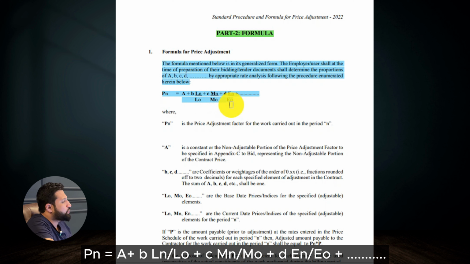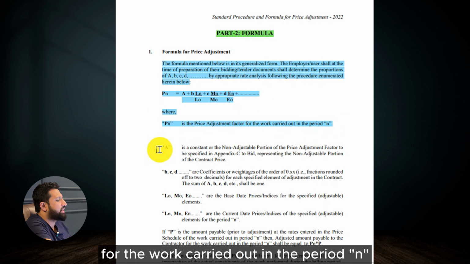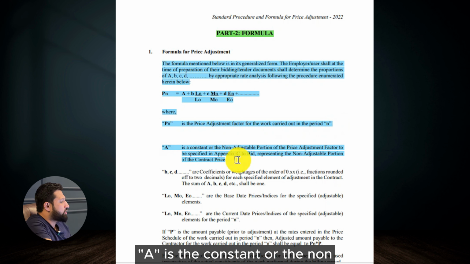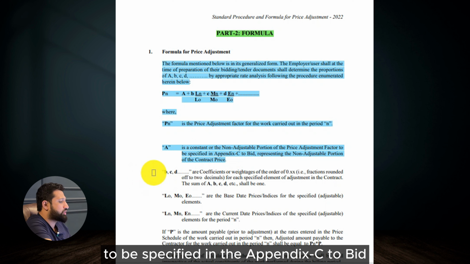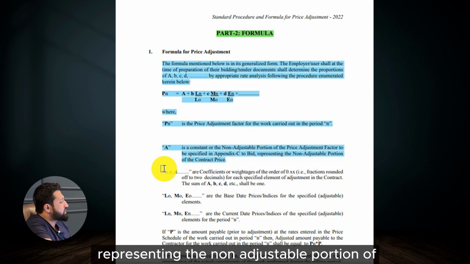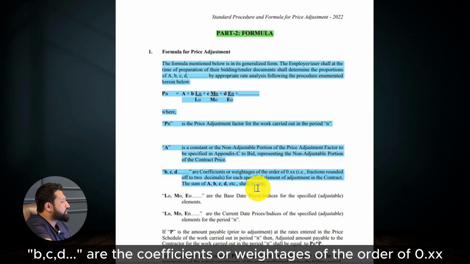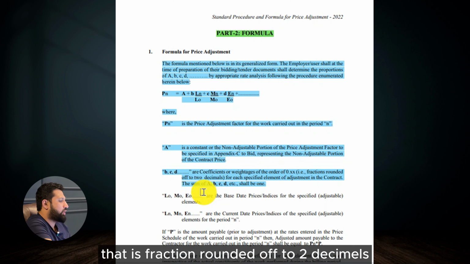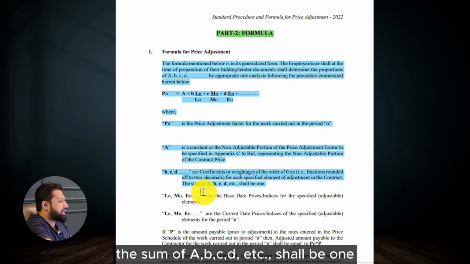plus D into En by Eo plus up to so on, where Pn is the price adjustment factor for the work carried out in the period N. A is the constant or the non-adjustable portion of the price adjustment factor to be specified in the appendix C to bid, representing the non-adjustable portion of the contract price. B, C, D are the coefficients or weightages of the order of 0.xx, that is fraction rounded off to 2 decimals for each specific element of adjustment in the contract. The sum of A, B, C, D, etc. shall be 1.